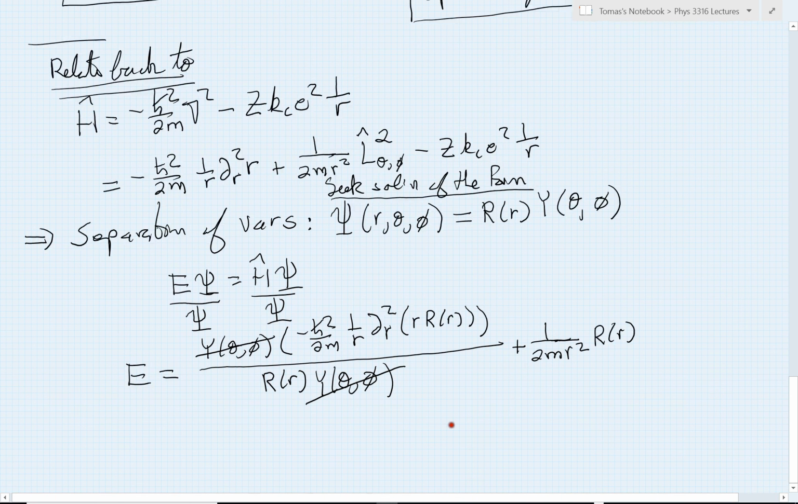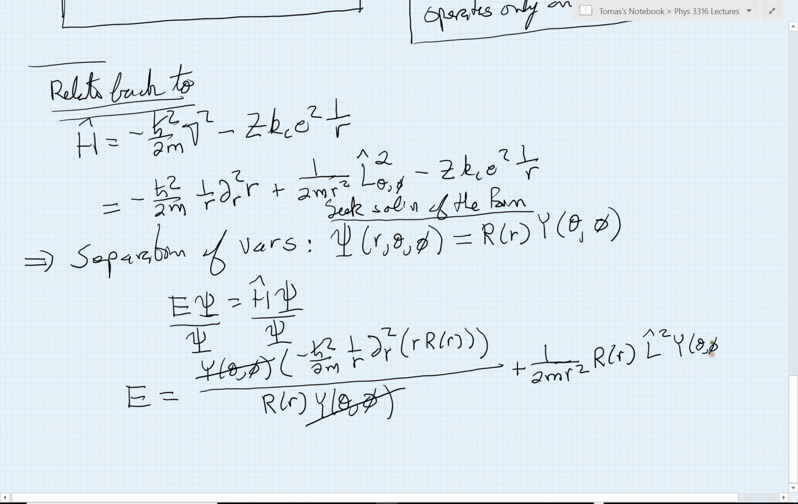I, formally speaking, don't have to keep writing that, but that acts on y, which depends on theta and phi. And this whole term as well has to be divided by psi. That's the beauty of doing this division. And psi is R of r times Y, which depends on theta and phi. And in this case, you see how the r's have canceled out very nicely.